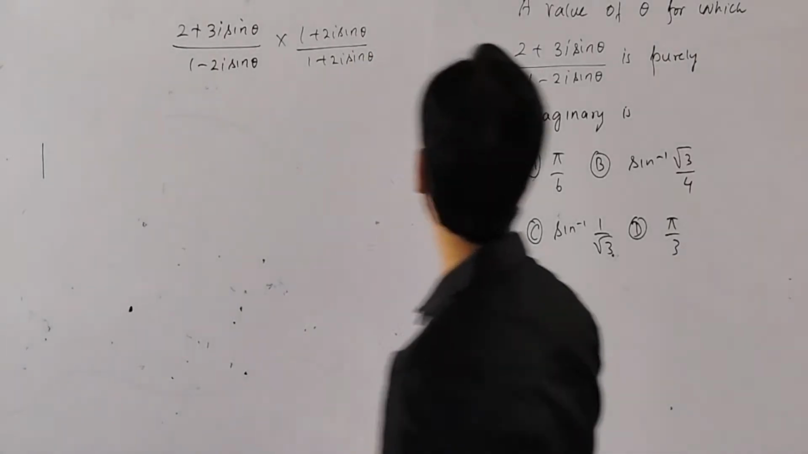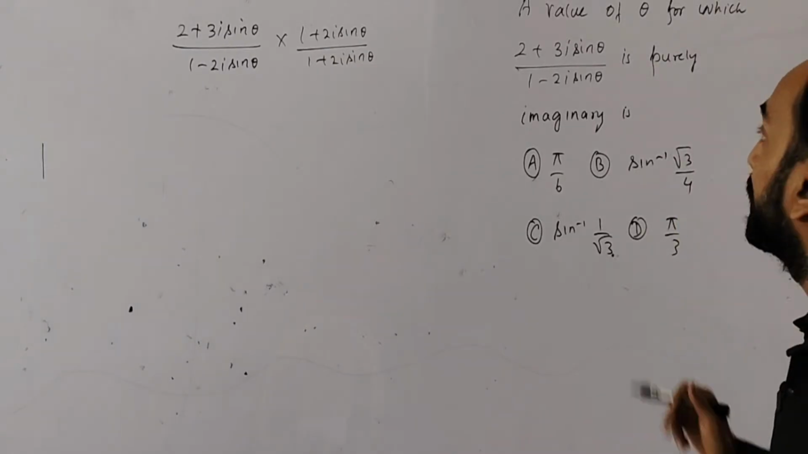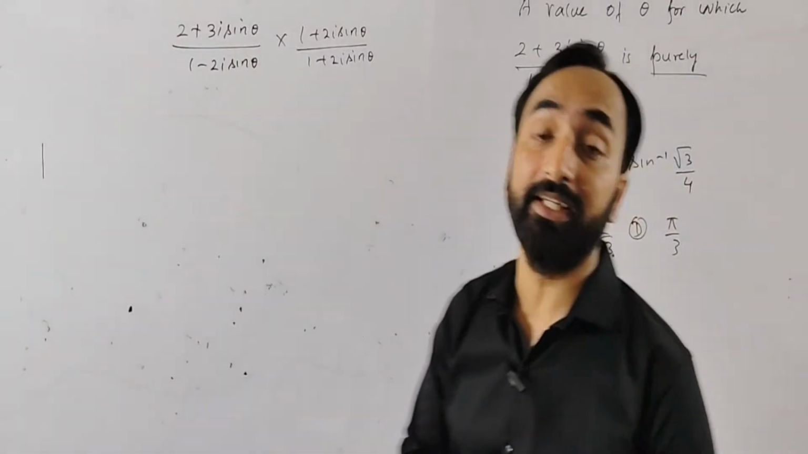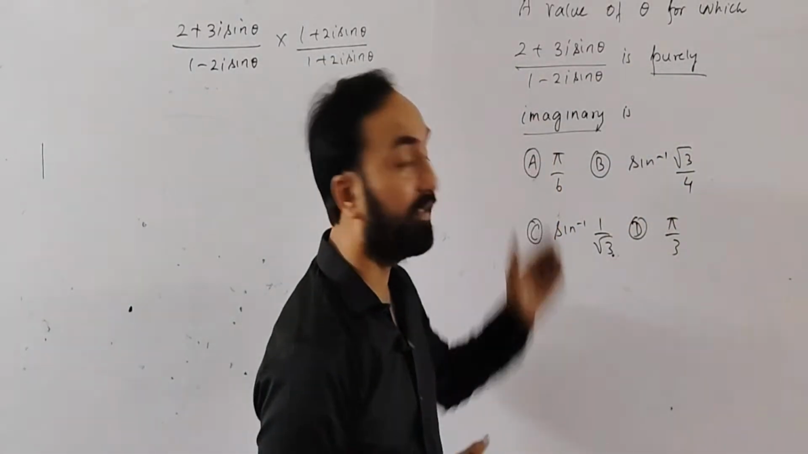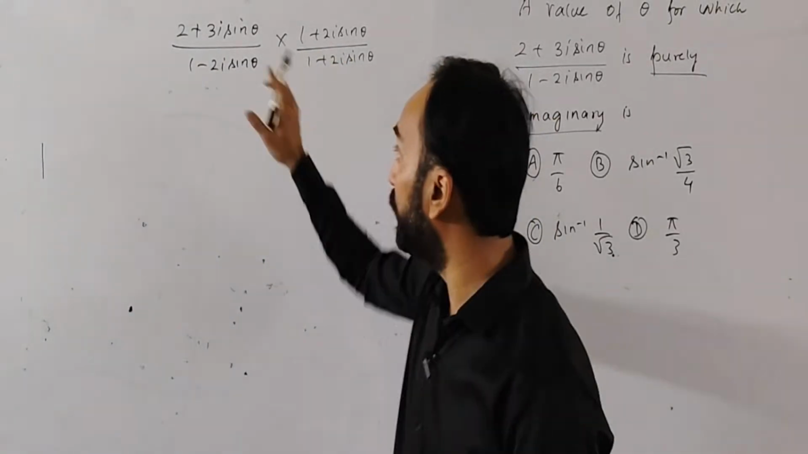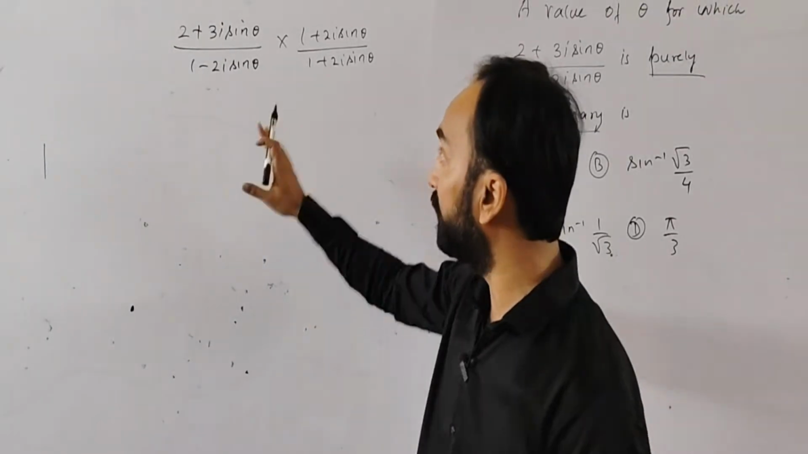Now there is one thing to notice. What is the thing to notice? They are saying it is purely imaginary. If it is purely imaginary, it means what? It means that the real part is equal to 0. If the real part is equal to 0, we will only multiply those terms which are giving the product as real part, and then we will equate it to 0.